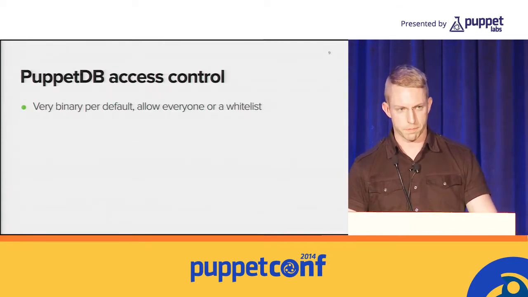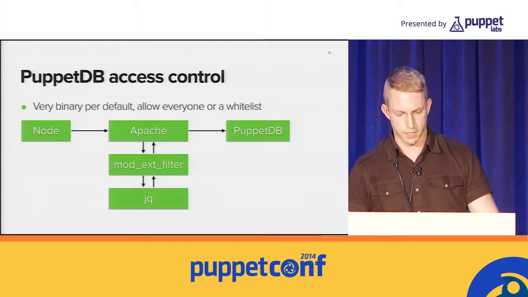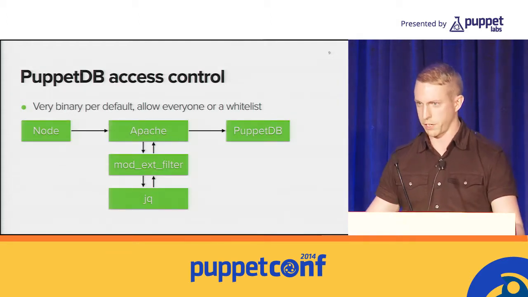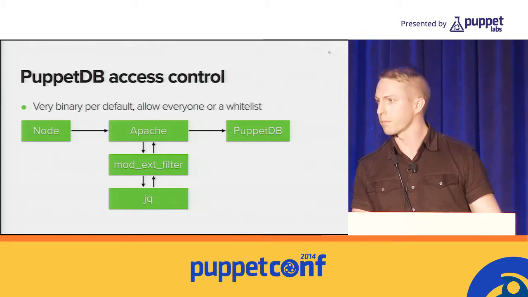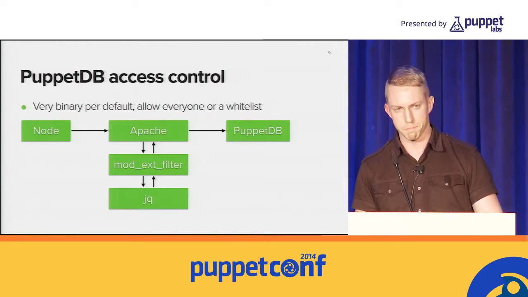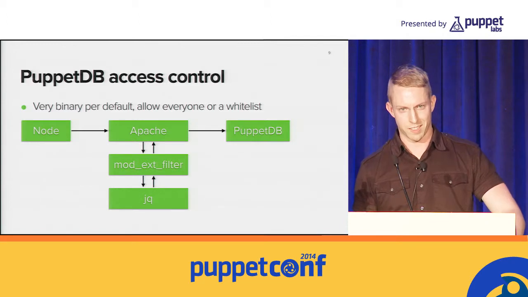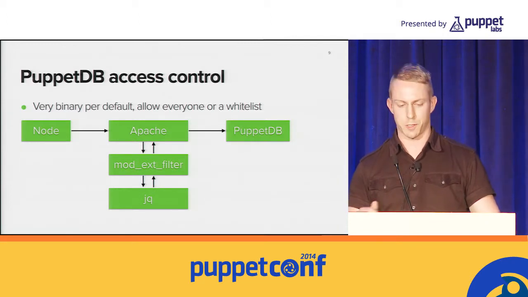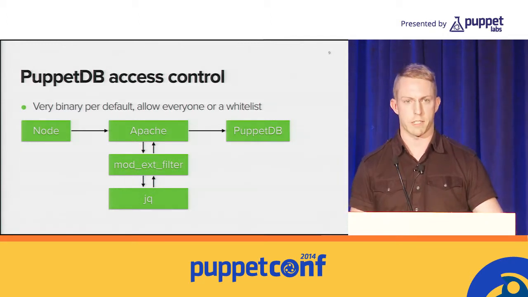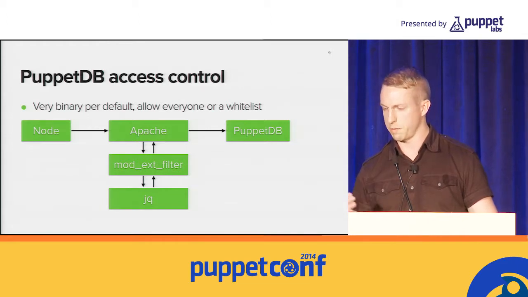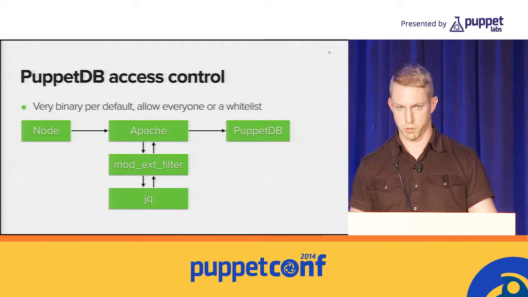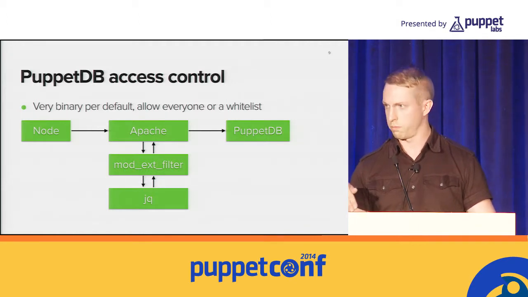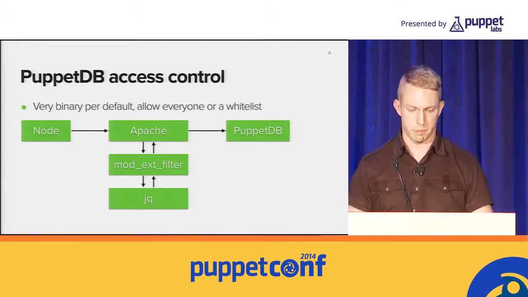So what we've done there is that instead of the nodes directly going to PuppetDB, we've put an Apache proxy in front of PuppetDB. And there we're using mod_xfilter. So the node authenticates using the SSL cert to Apache, and that handles the SSL negotiation, that sort of stuff. So it proxies to the non-SSL port of PuppetDB.